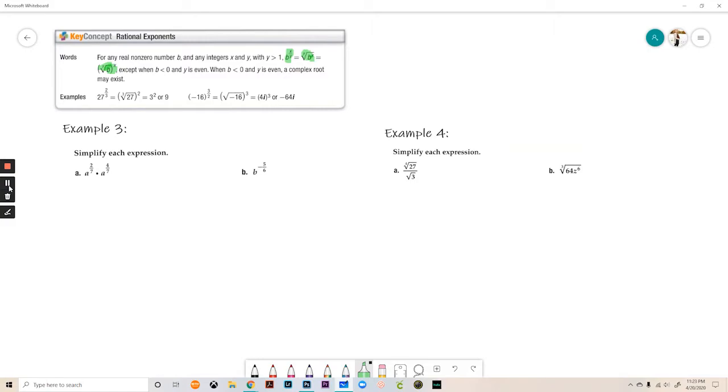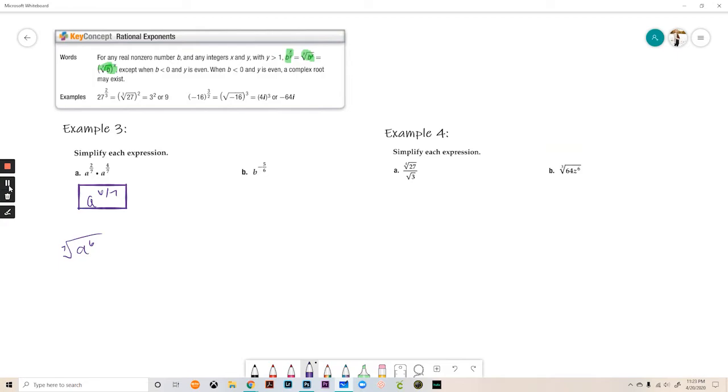So we're going to do that here in example 3. We're going to simplify each expression. We've got a to the 2/7 times a to the 4/7, and whenever you multiply these numbers, we're going to add the exponents. So this will now become a to the 6/7. And that's all we really need to do for that. There's not much we can do after that. If it said to write it in radical form, which it doesn't, so we're good with this. But in radical form, we would have the 7th root of a to the 6th.